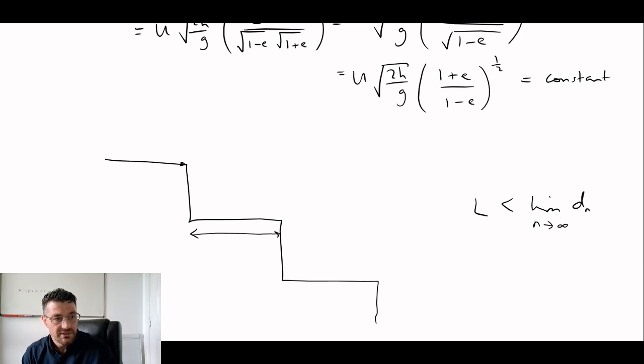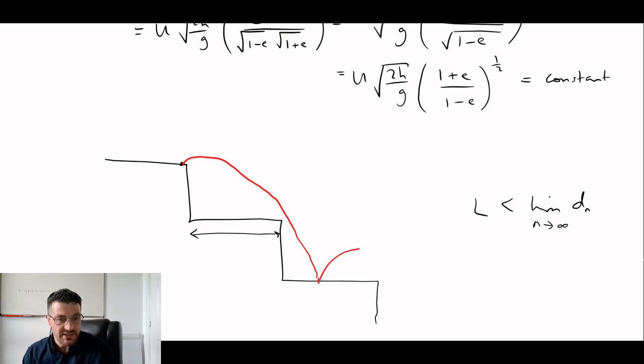I'll do it in red here. And it's actually going to bounce straight over the edge of this stair here. It's not actually going to bounce on this stair. It's going to bounce down here. But that's forbidden, because we're told that the object bounces once on every stair.